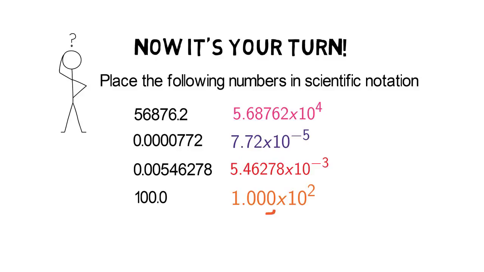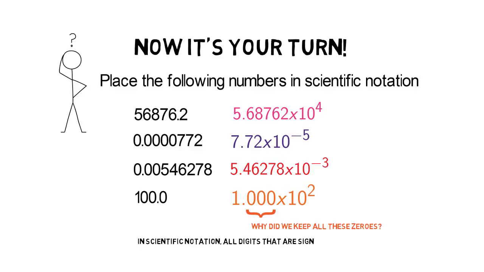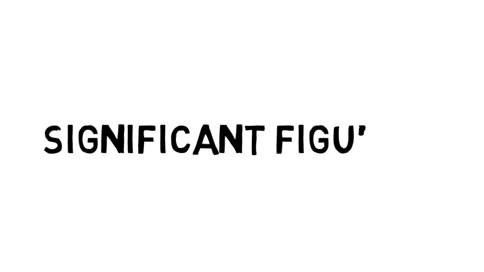1.000 times 10 to the second, why did we keep all those zeros? Why didn't we just say 1 times 10 to the second? Did we have to keep all the zeros? Turns out we did. In scientific notation, you have to keep all the digits that are significant. Significant digits or significant figures. What do we mean by that? Sometimes we call them sig figs for short.